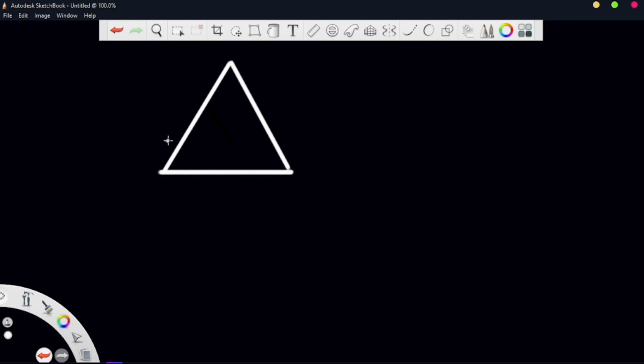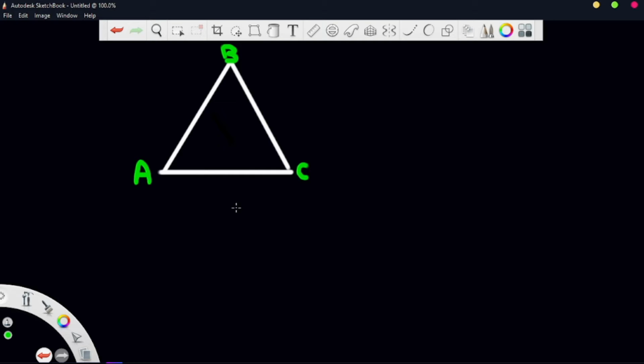So let's say this is triangle A, B, C. So this is triangle ABC. And now, how do we come up with the sine rule?